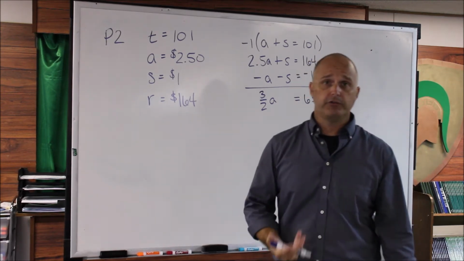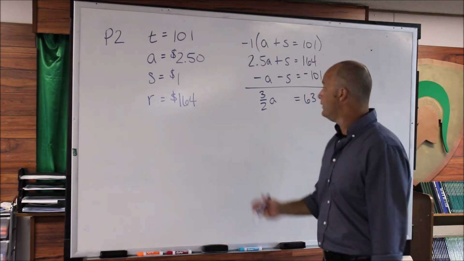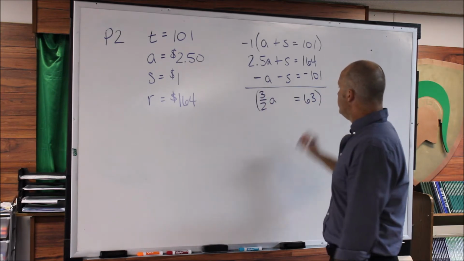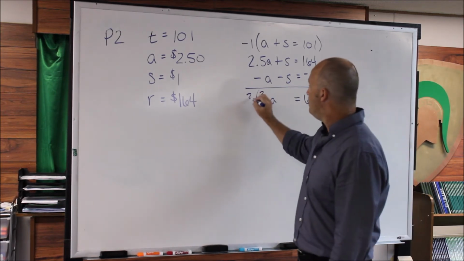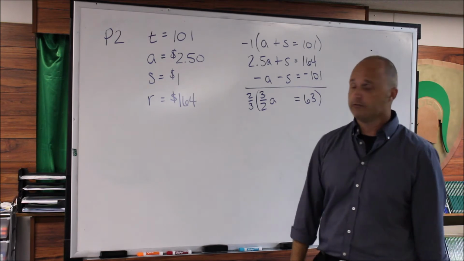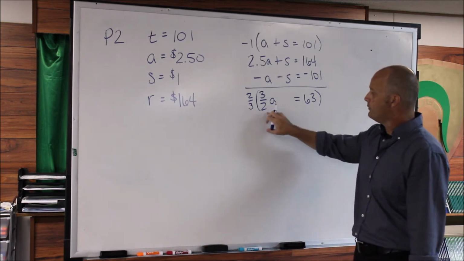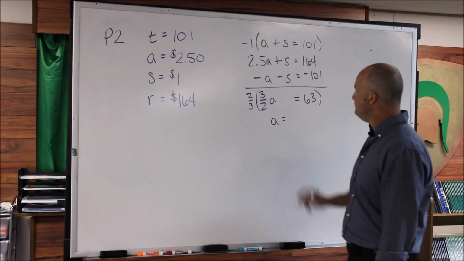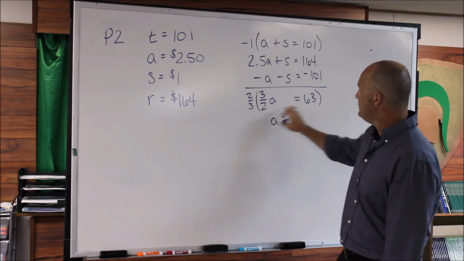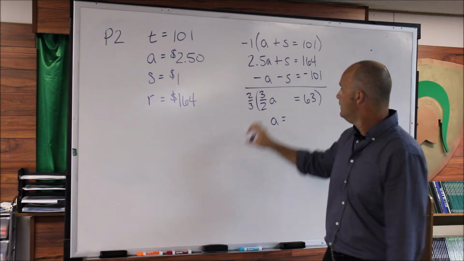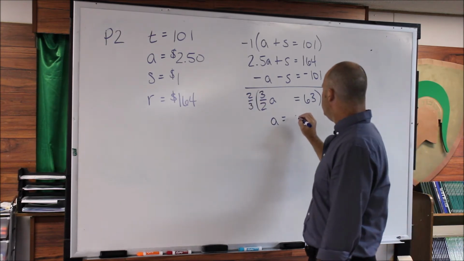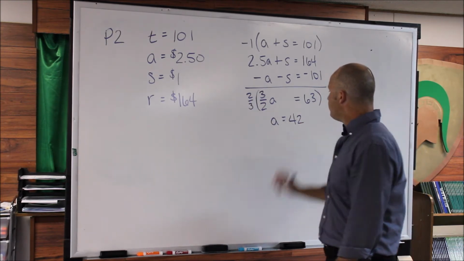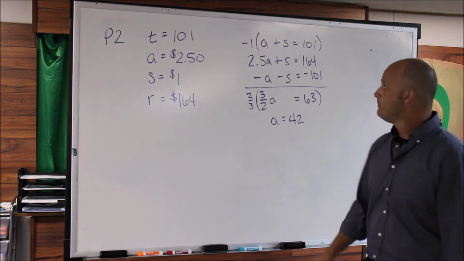So now all I'm going to do is isolate a, and I'm going to know the number of adult tickets. In order to do this, I'm going to multiply both sides by 2/3. The 2/3 and the 3/2 cancel out, and you're left with a on this side. Then 63 divided by 3 is 21, times 2 is 42. So there were 42 adult tickets sold.